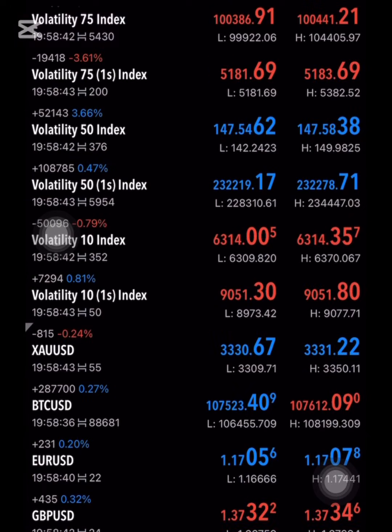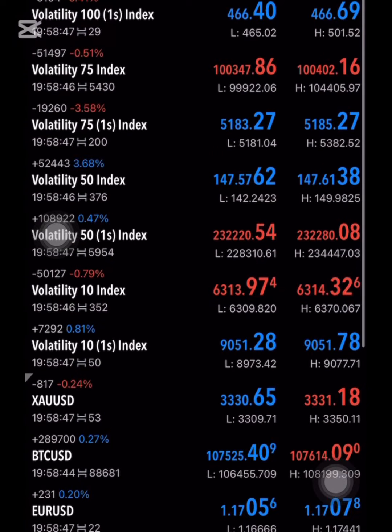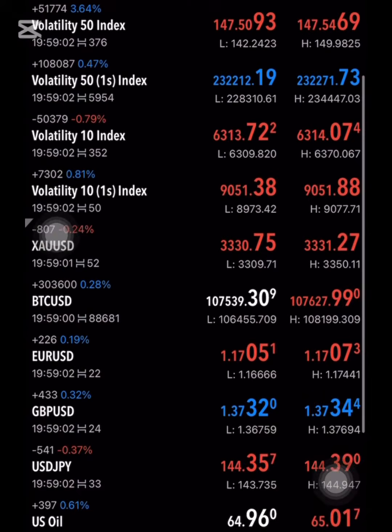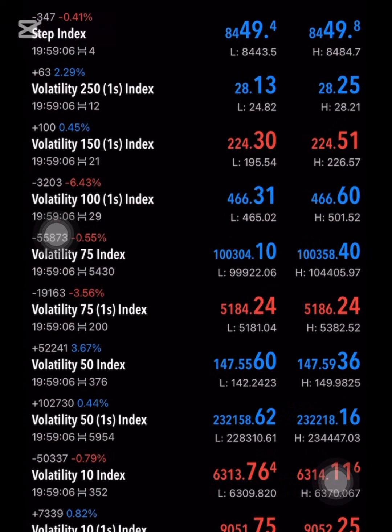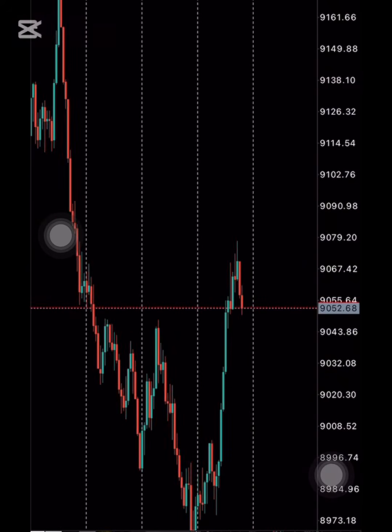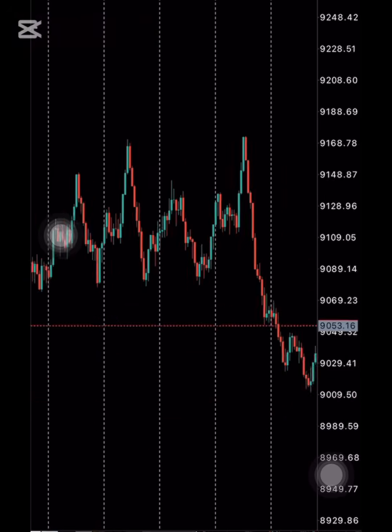So we are right now on my chart, and you can see I have both synthetic indices and currency pairs here. All right, so this strategy works for both synthetic indices and currency pairs. Now look at the chart here. Very neat chart, very clean chart.